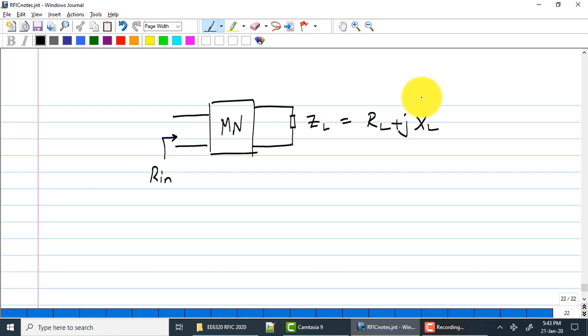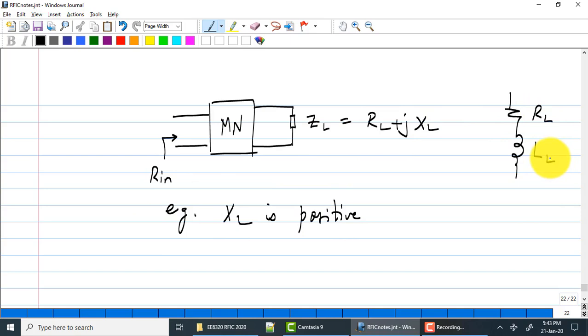Yes, so if you choose the appropriate type of network, you can indeed match this very easily. Let us assume that XL, this L is the load, it's not inductive, because it's a load. This could be inductive or capacitive. Let us say XL was positive. In other words, what you have here is my load.